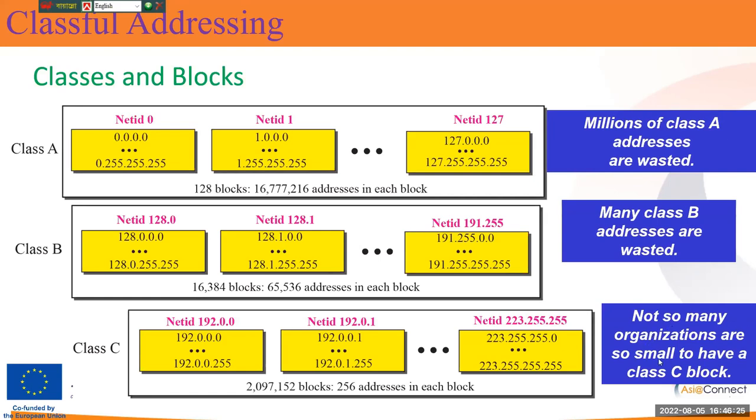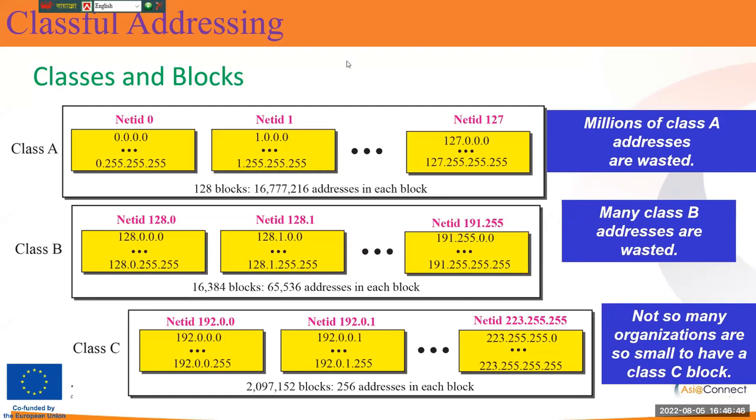Not so many organizations are so small as to have a class C block. So all of class A, class B and class C have some issues. For that reason, classless addressing was introduced. Okay, so this is for classful and classless, with their blocks, net ID and host ID.